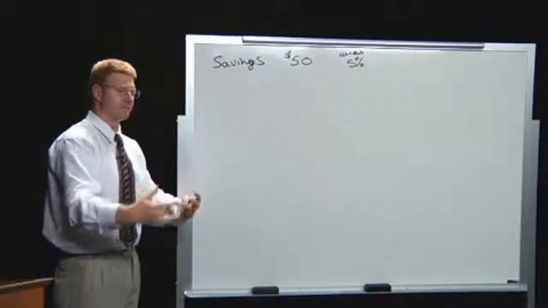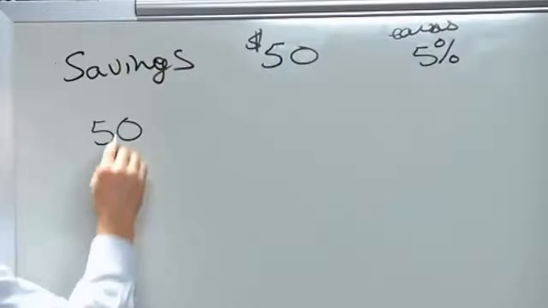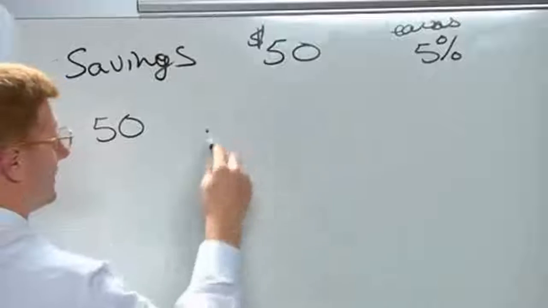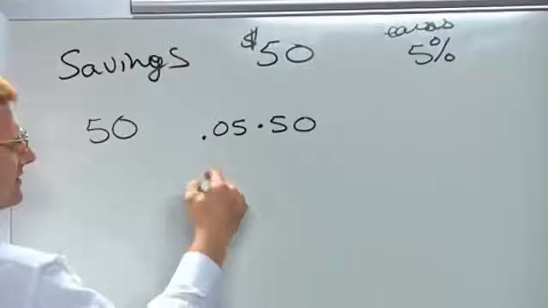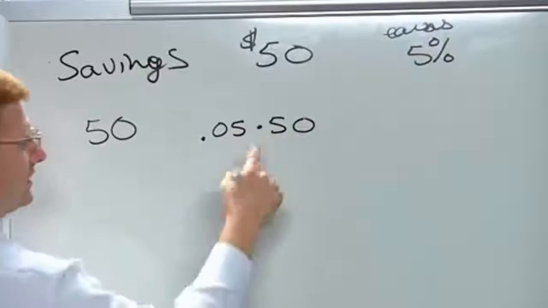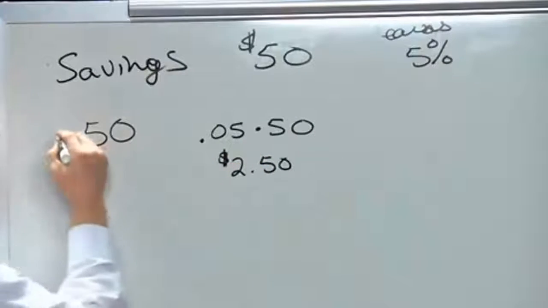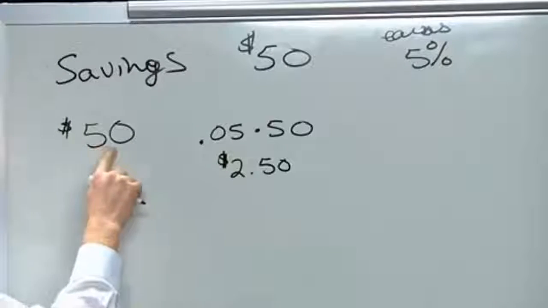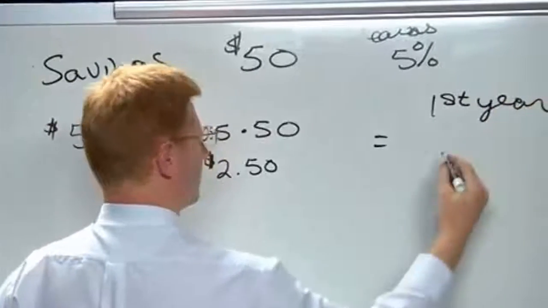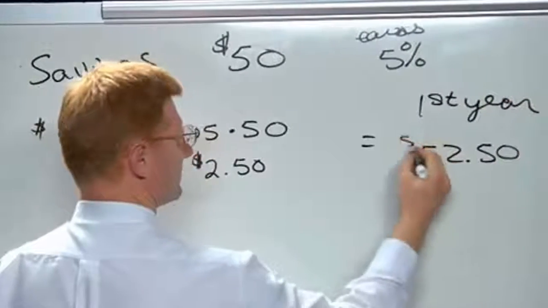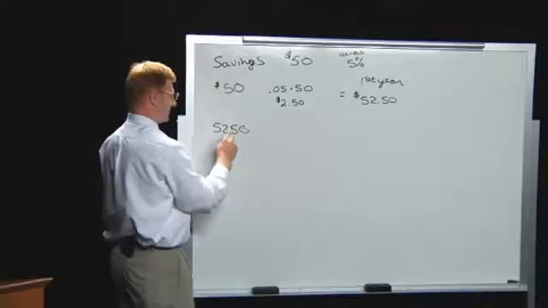Every year, it earns 5%. We're going to see what happens to the savings account here. You have $50 in the savings account, and it earns 0.05 times 50. Here we have 5% of $50. So that's going to be $2.50. So we have 50 plus that. So at the end of the first year, we have $52.50. Kind of nice there. So we now have $52.50 in the account.